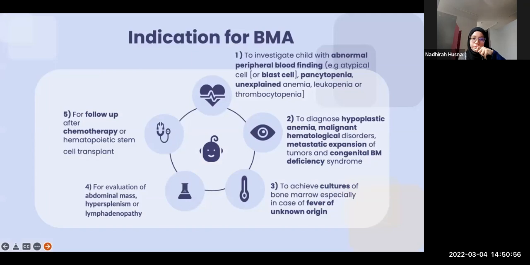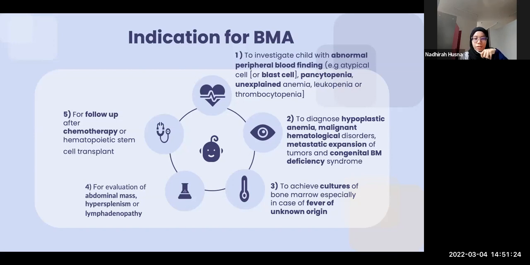For the indication of bone marrow aspiration, the first one is we want to investigate the children with abnormal peripheral blood finding, for example, if there is any elevated blood cell, or maybe pancytopenia or unexplained anemia, leukopenia or thrombocytopenia in the child. The second one is we want to diagnose if there is hypoplastic anemia, malignant hematological disorder, or metastatic expansion of tumors and congenital bone marrow deficiency syndrome.